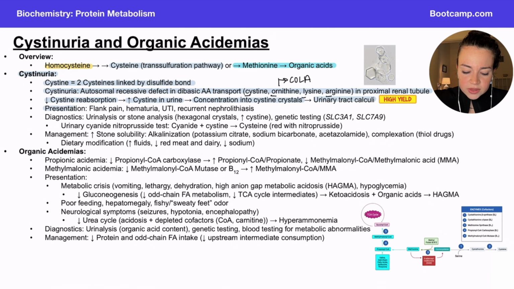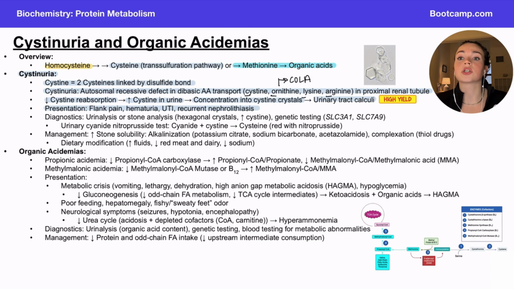So this will present with flank pain, hematuria, UTI, or recurrent nephrolithiasis, all symptoms surrounding obstruction and damage from these cystine stones. And so from clinical presentation alone, you're not going to necessarily know that this is cystinuria, right? There are lots of things that cause kidney stones. But because this is an inherited defect, you can narrow your differential a little bit because oftentimes this will present with recurrent kidney stones in children.